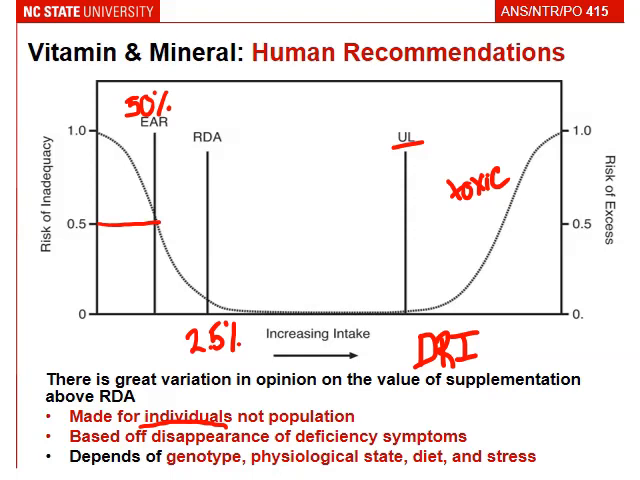So we increased it because now they are looking more at other endpoints, so not just the disappearance of these overt clinical diseases, but some other endpoints. And this, as I mentioned, is based off of individuals. It depends on your genotype, your physiological state, your diet, and your stress level.